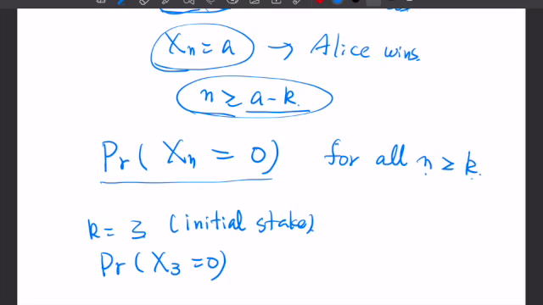So that means Alice loses 3 plays in a row. And that probability will be (1 minus p) to the power of 3, right? Because at each play, the probability that Alice loses is 1 minus p. So that repeats 3 times, so that probability will be this. Of course, we're assuming that each play is independent of other plays. So that's why we can calculate this probability like this.